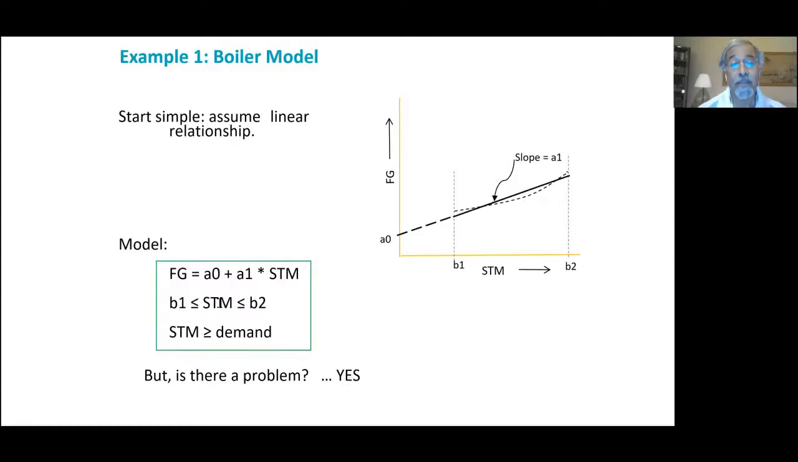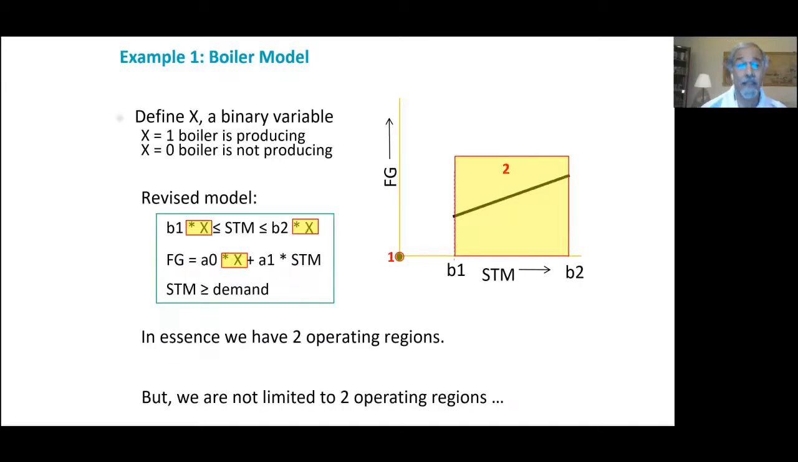The problem is that this boiler cannot be turned off. It's always going to produce between B1 and B2, and B1 is not zero. So what can we do about it? Let's introduce a binary variable. They're good for this purpose, on, off. So X equals 1 means the boiler is producing, the boiler is on. X equals 0 means the boiler is not producing, it is off.